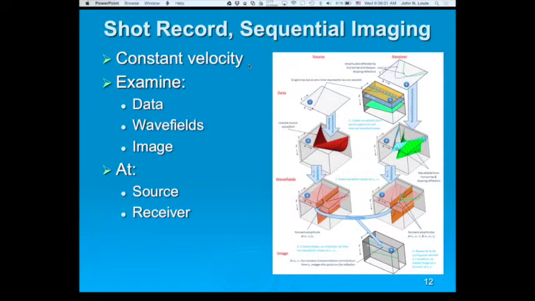And the example in the tutorial material that we have here is for constant velocity, where it's easy to see the wave field cones. There's this figure in the tutorial that we're going to look at bit by bit. We're going to examine the data level, which is here, the wave field level in the middle, and then the image level, which is down at the bottom. We're going to examine data, wave fields, and images due to the source, which is on the left, and coming into the receiver, which is on the right, in this tutorial.